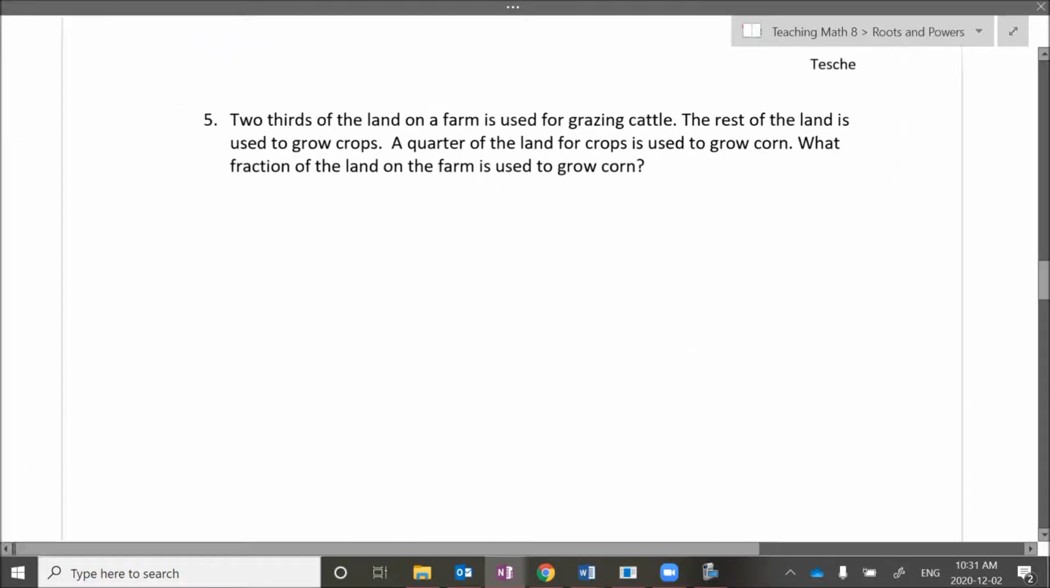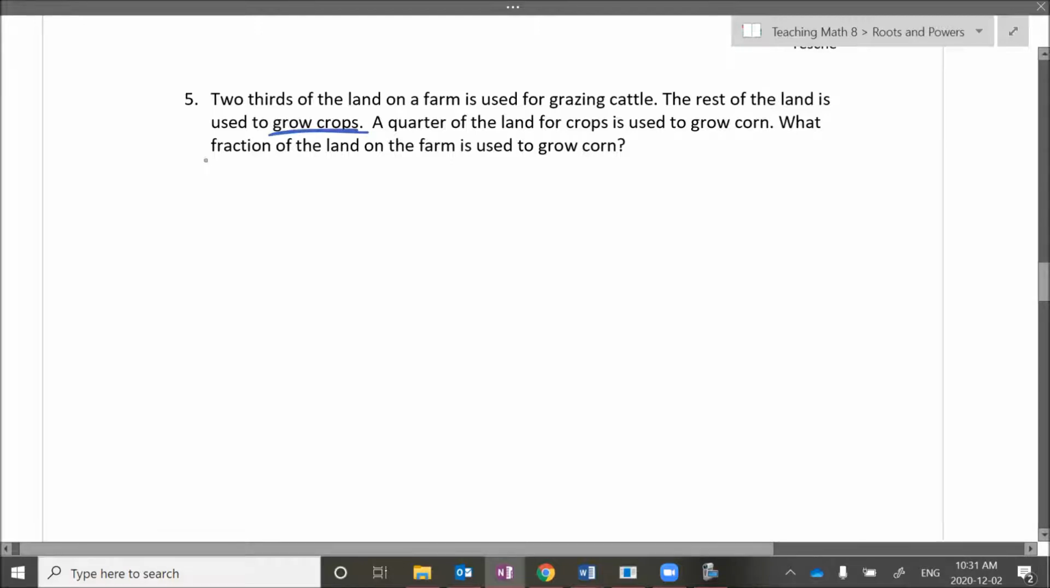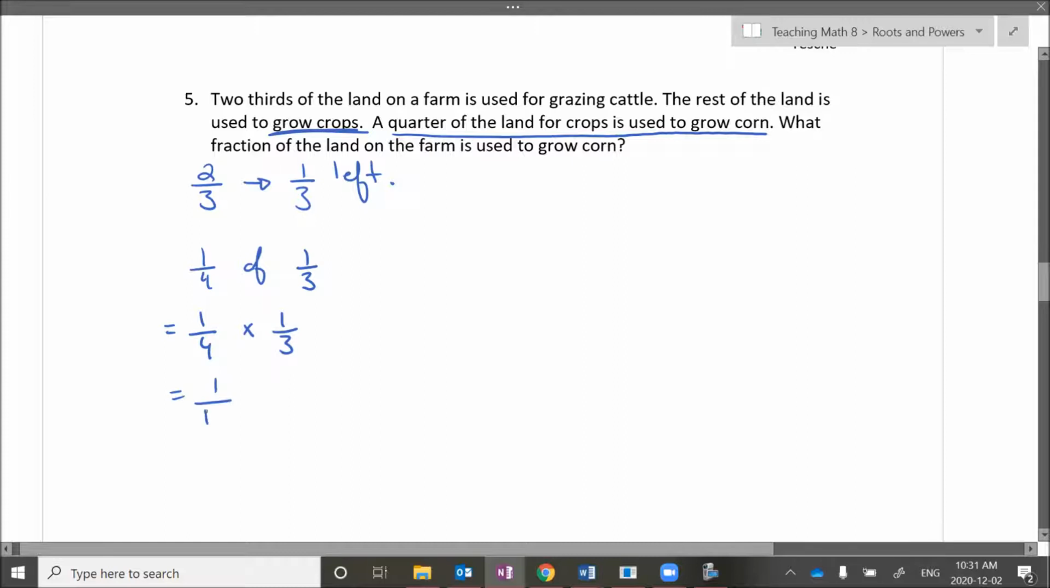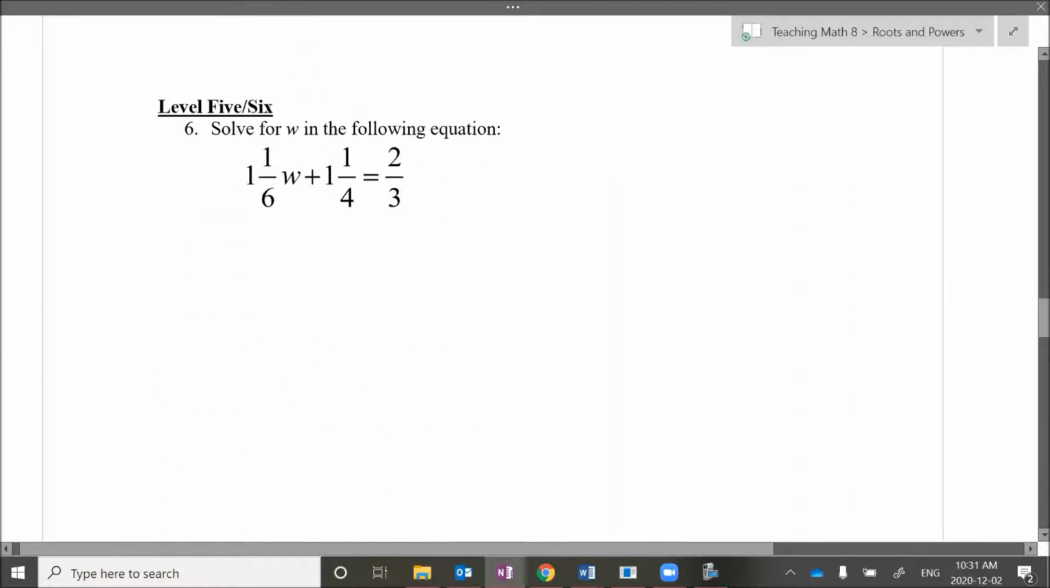Okay, let's sort here. I was actually really impressed by how well you guys did on this one. So 2/3 of the land on a farm is using for cattle. The rest of the land is used to grow crops. So if 2/3 is used up, that means I have 1/3 left. 1/4 of the land used for crops is used to grow corn. So I need 1/4 of 1/3. I have taught you of means multiplication. So we get 1/12 of the land is used for corn. Not bad. Done fairly well.